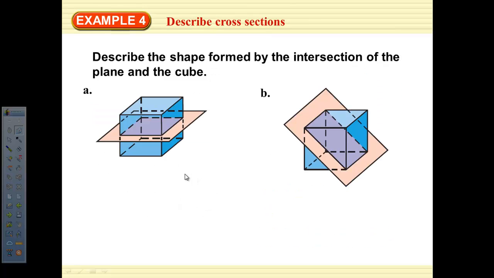Now we're going to look at cross sections. Basically, think of it as if you took a knife and you cut through this solid, what would be the intersection of this sort of pinkish area with the cube? In this case, it would be a square. If we look for part B, it's elongated this time, so this time it would be a rectangle here.